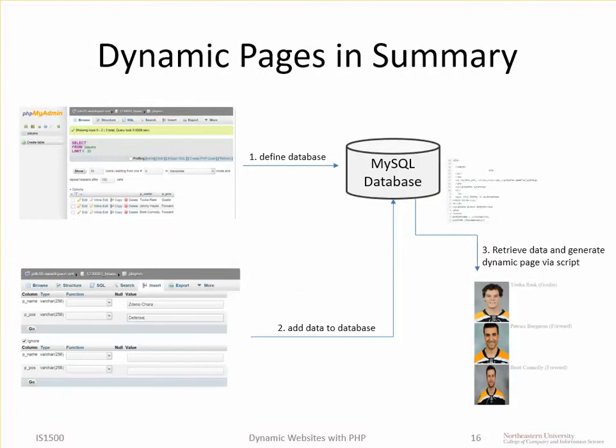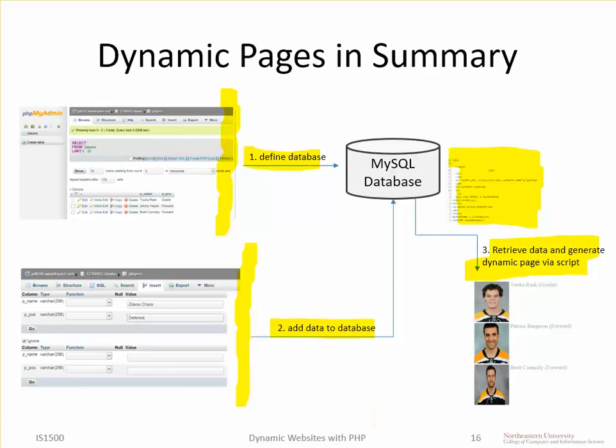And the way this works is that we start out by defining the database right here, define the database in a workspace. We create the tables. And then we add data using the workspace input mechanism to add data to the database. Like I said, we could have also done it programmatically. We could have loaded Excel files. We could have written forms to input the data. We'll learn more about forms later on. Then we write the script, and then we retrieve the data and generate the dynamic page via the script.